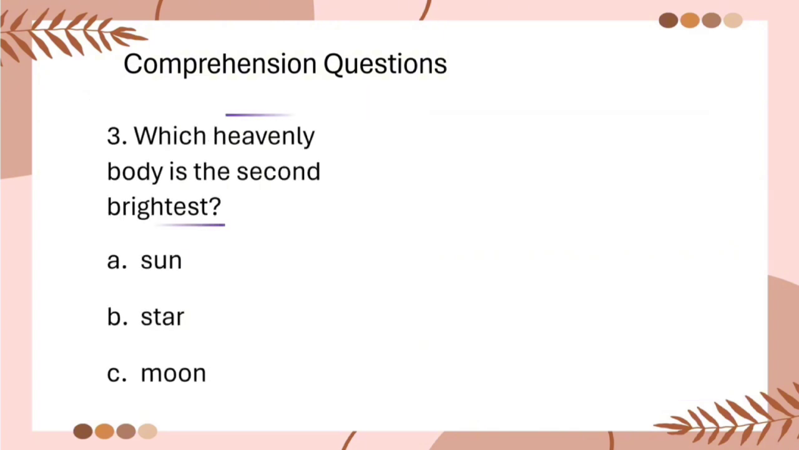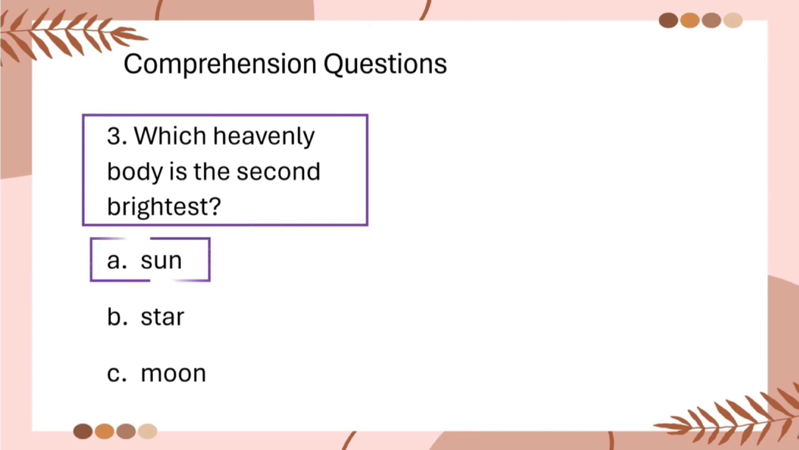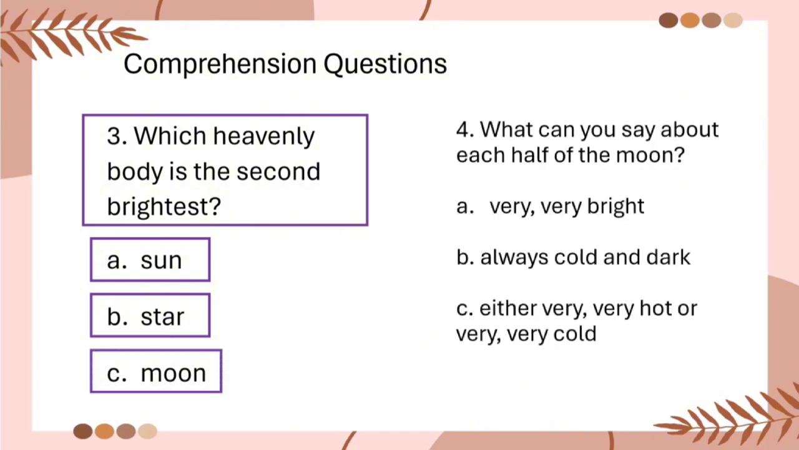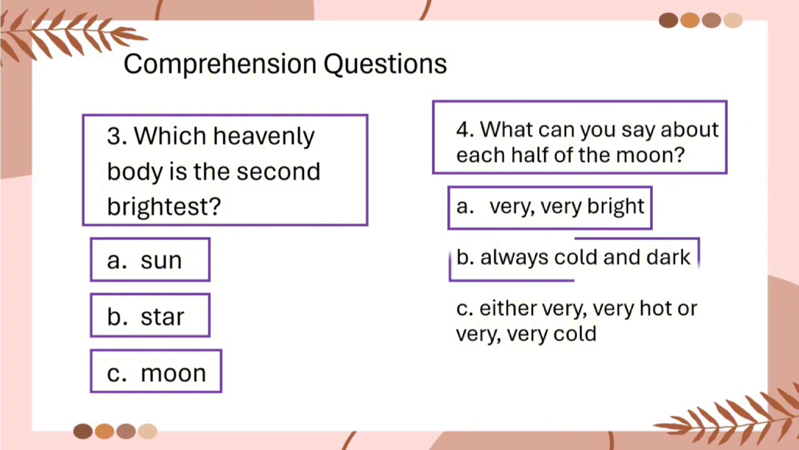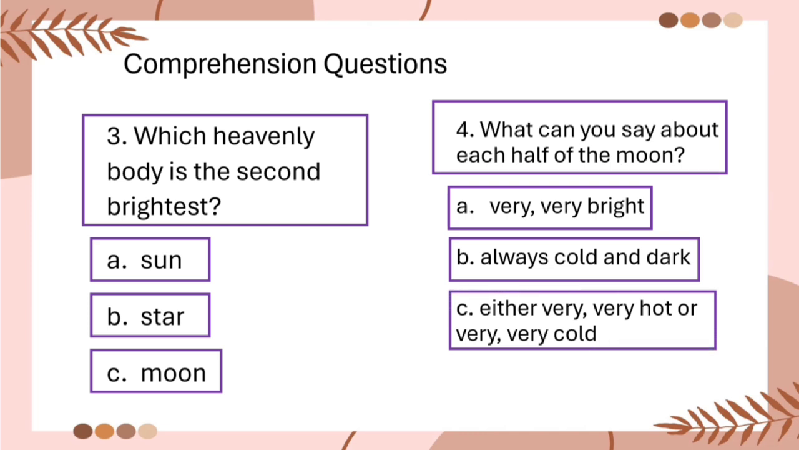3. Which heavenly body is the second brightest? A. Sun. B. Star. C. Moon. 4. What can you say about each half of the moon? A. Very, very bright. B. Always cold and dark. C. Either very, very hot or very, very cold.